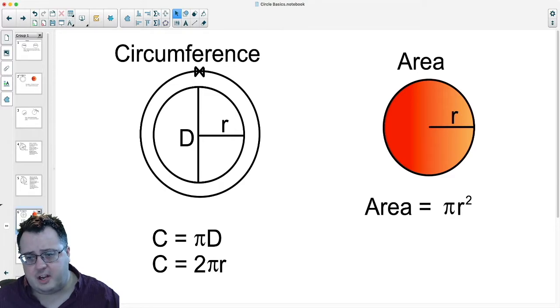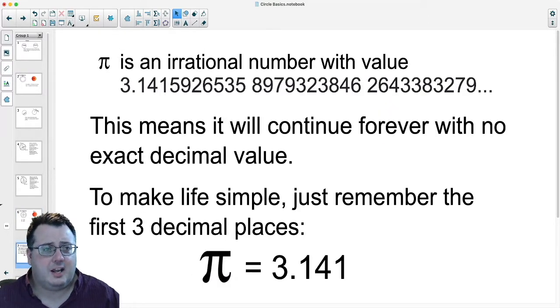Finally, to find your area, you need to know that pi r squared is your formula. So we've introduced a new symbol there, and that is pi. Pi is an irrational number with a value of 3.14159265535 and so on. This means it will continue forever with no exact decimal value. To make life simple, just remember the first 3 decimal places, 3.141 or 3.14 for 2dp.